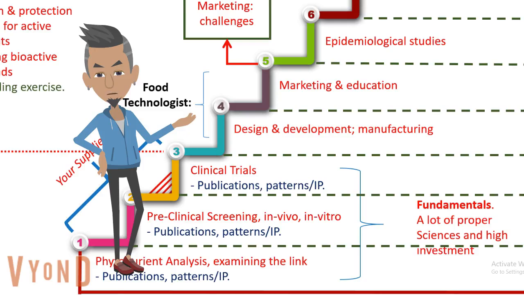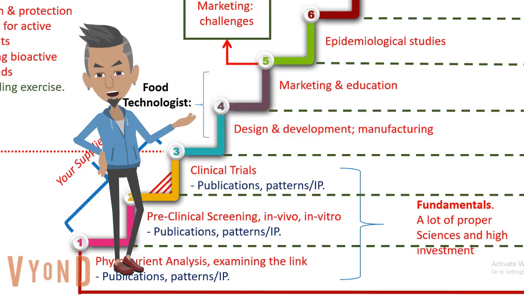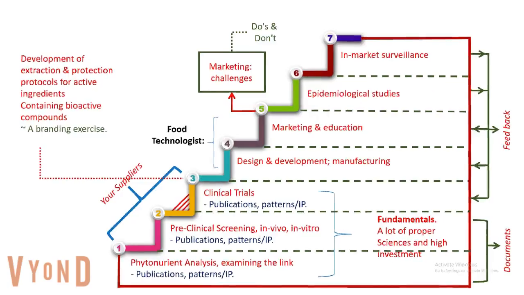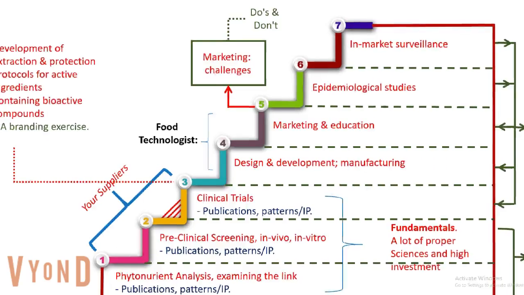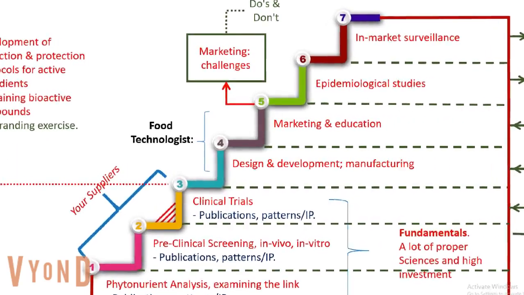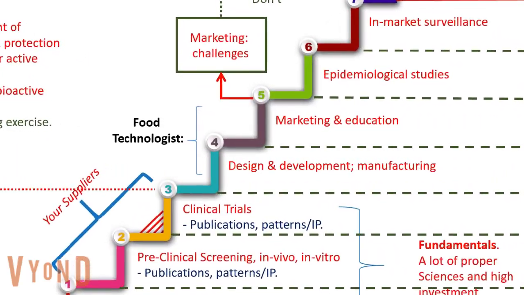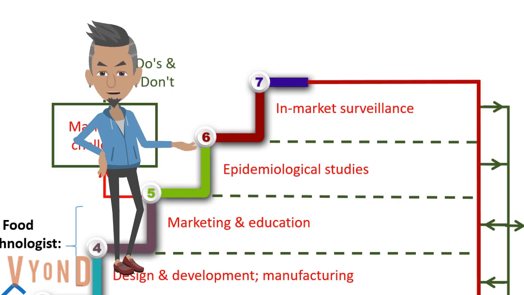Once it is manufactured, in step 5, we market to the public and educate them about the health benefits of functional food. We run studies on populations to test for long-term effects and overall product effectiveness in step number 6. Finally, in step 7, we measure public attitudes towards functional food.